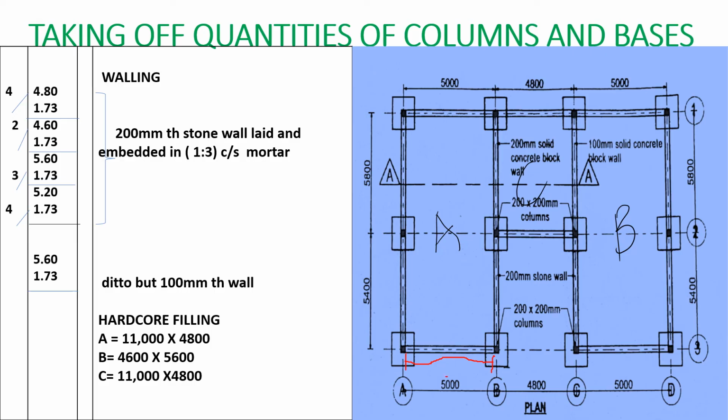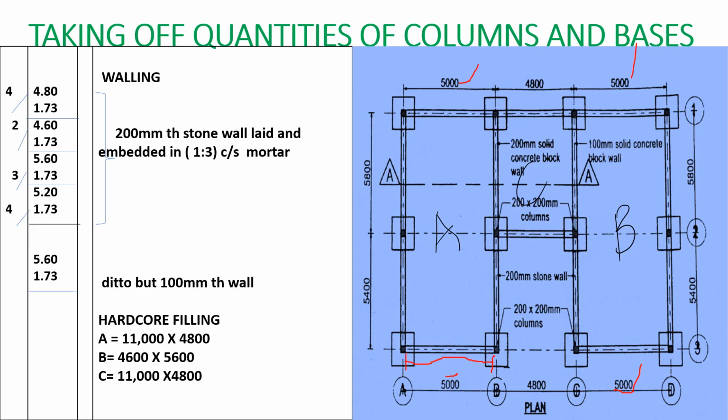So these ones are for 1, 2, 3, and 4. And then we have 4.6, that is 48 by, we less 200, and then there are 2. So that is 4.6 by 1.73. And then we have 58, that is 56 by 1.73. 56, there are how many? They are 2, and then we have 52, they are 4 by 1.73, and then we have this 56 which is alone, and then 1.73, and then you say 200 millimeter thick stone wall laid and embedded in 1:3 CS mortar. And then we book the 100 one, 56 by, the depth is going to be 1.35 ditto by 100 millimeter thick wall.